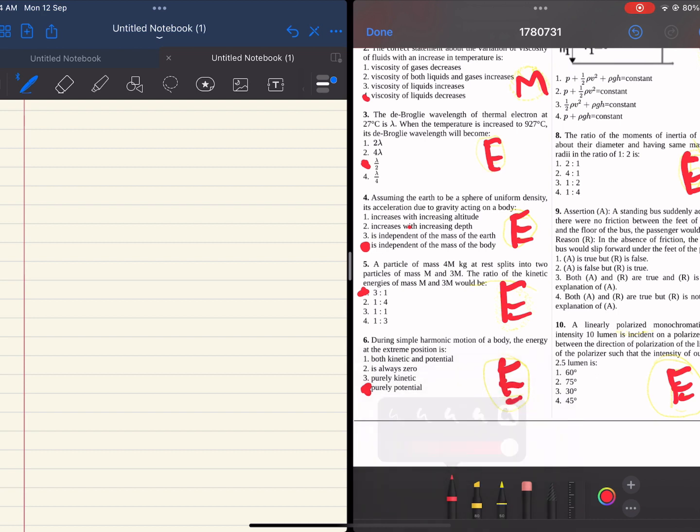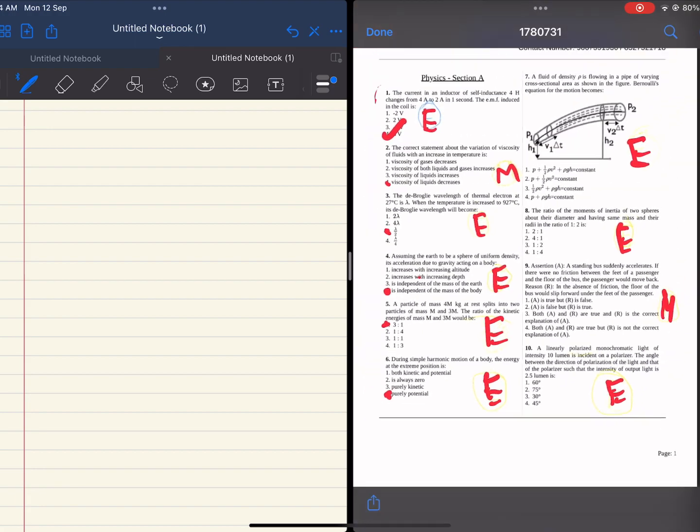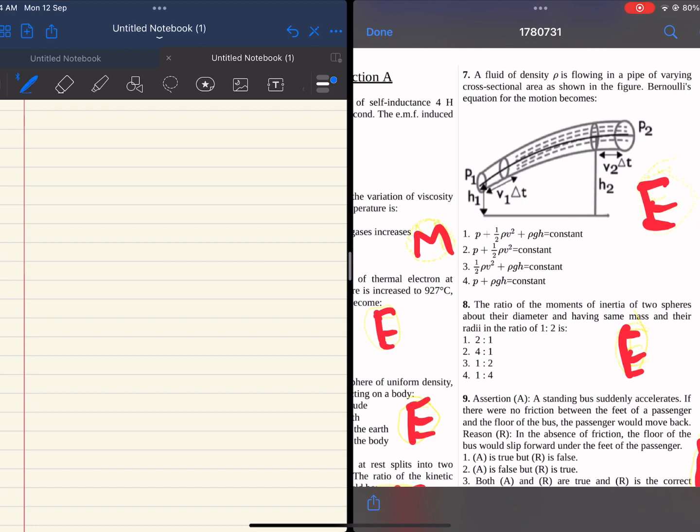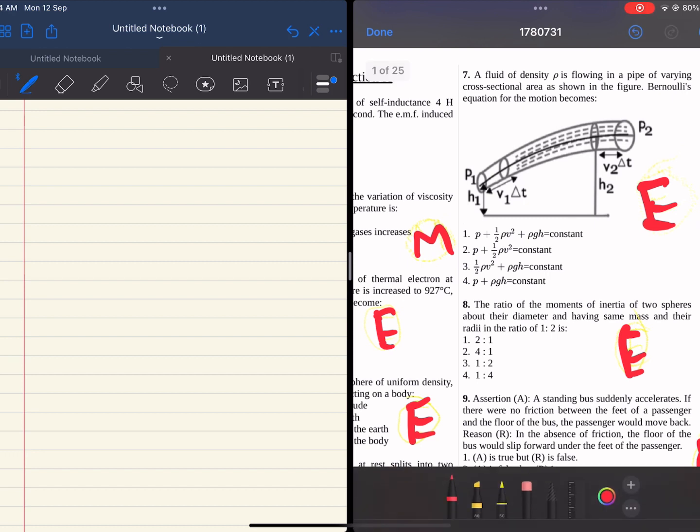Now the seventh one is based on Bernoulli's principle. We know according to Bernoulli's principle, the pressure energy per unit volume, the kinetic energy per unit volume, and the potential energy per unit volume is constant. This is basically a statement of energy conservation.